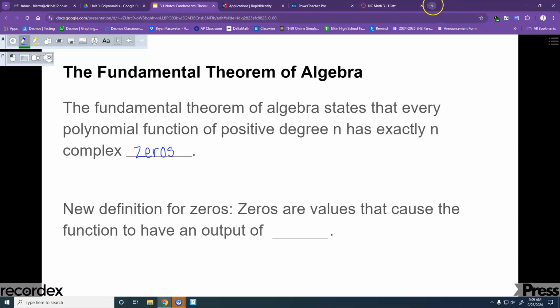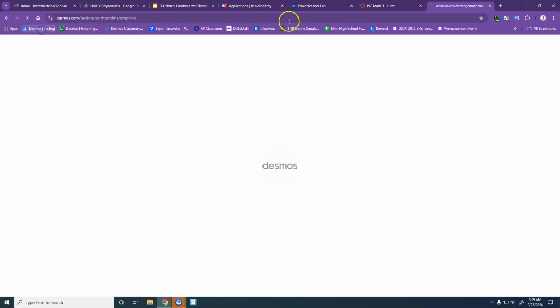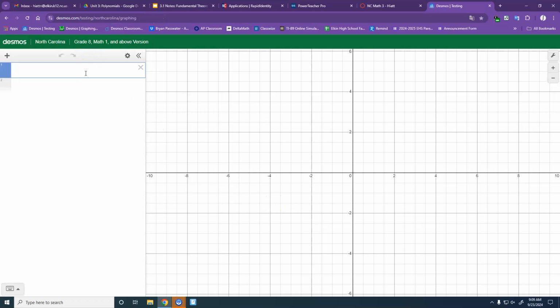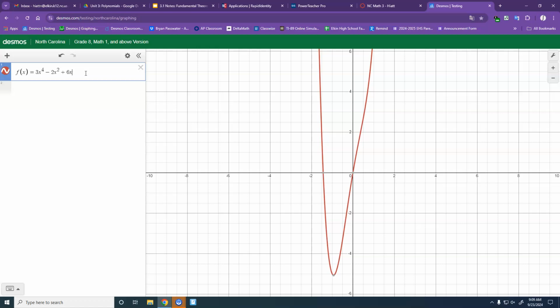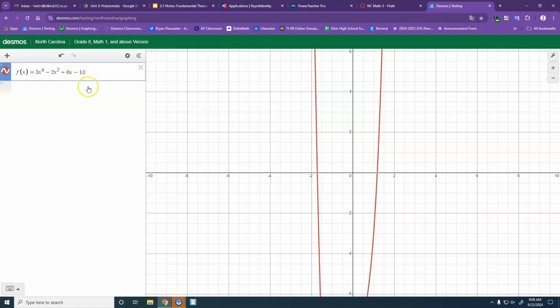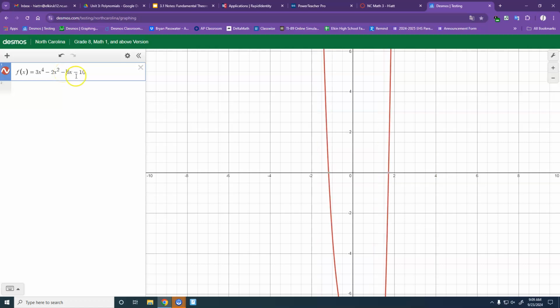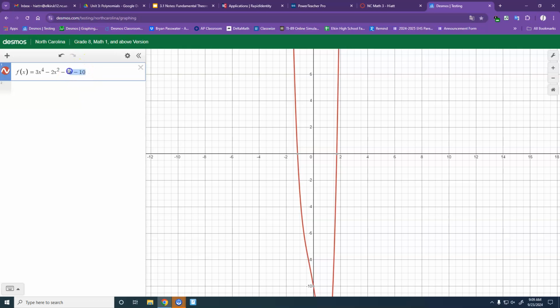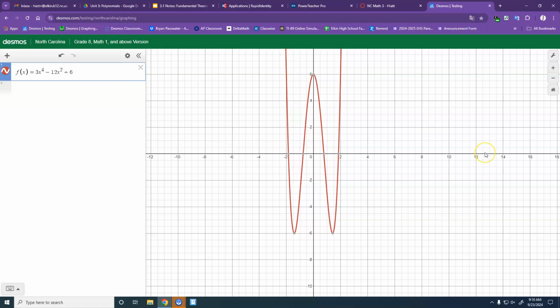So if something is of fourth degree, it should have 4 complex zeros. Now, let's just look at Desmos a little bit to think about what's happening here. So, if I were to graph f of x equals 3x to the fourth minus 2x squared plus 6x minus 10. Let's do minus, not having any luck making this look like I want to.